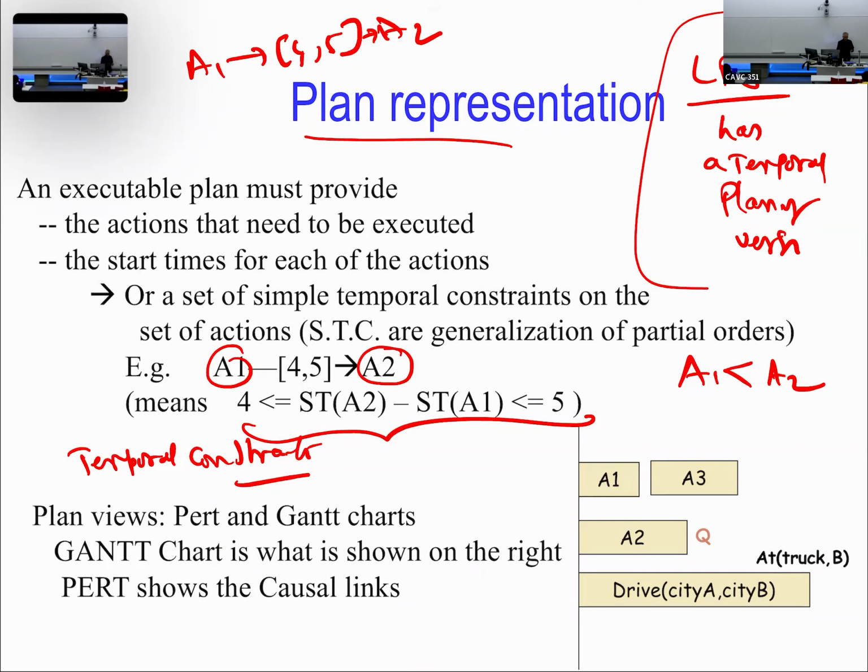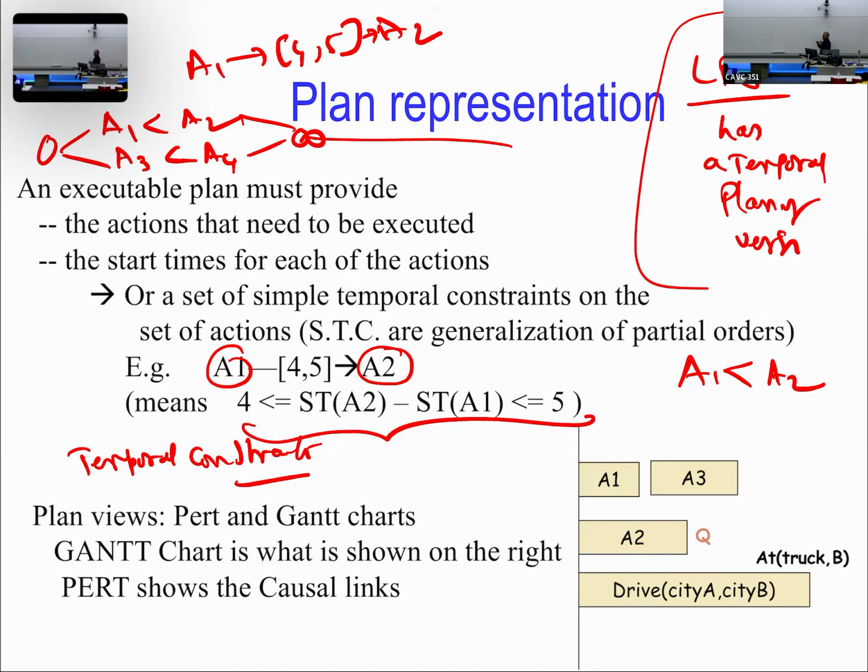So interestingly, previously in partial order plans, you would have things like A1 is preceding A2, A3 is preceding A4. Those are the only constraints, so 0, infinity. In which case, every topological sort of this partial order is a plan. Right? Because you can do A1, A2, A3, A4, or A1, A3, A2, A4, etc. The only thing you can't do is A2, A1, because you can't do A2 before doing A1. That's what these constraints are saying.